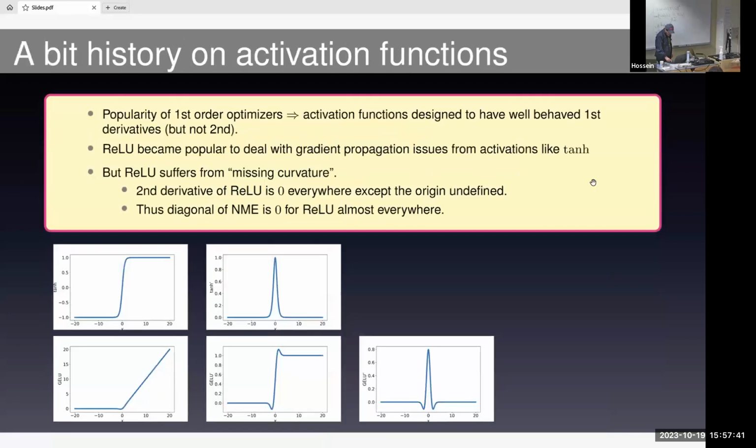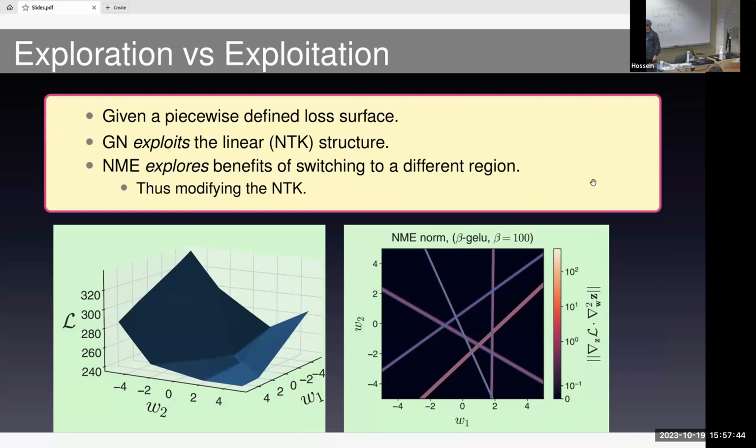There is a way that we can fix that, and we'll get to how to make it more accessible. For now, the piece that I would like to emphasize is the importance of this NME, because it allows you to explore between the regions, not just exploit the current region. The GN term, the Gauss-Newton term, only sees information about the immediate region that you're at. All right, so why does NME have this structure, or why does the loss have this structure? Why do you have a lot of zeros here? If you understand that, then maybe we can come up with a fix.